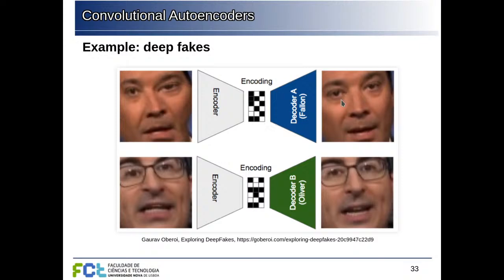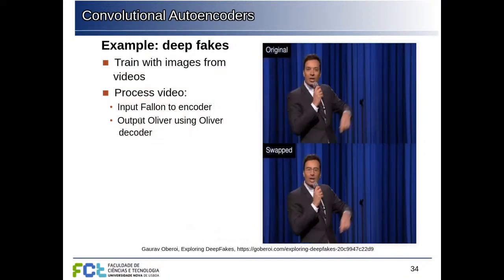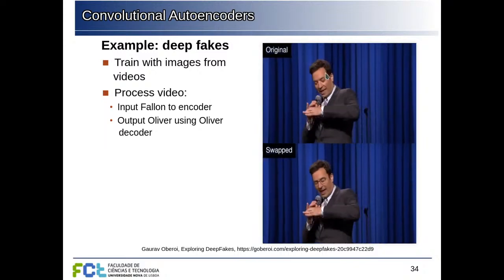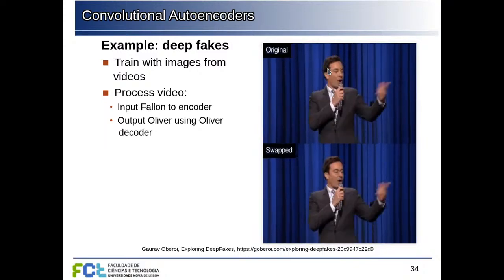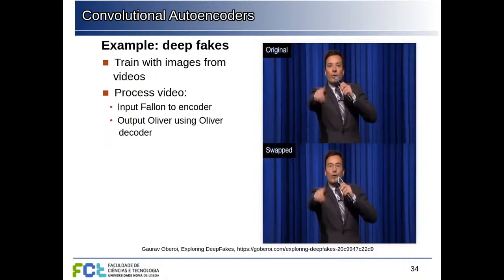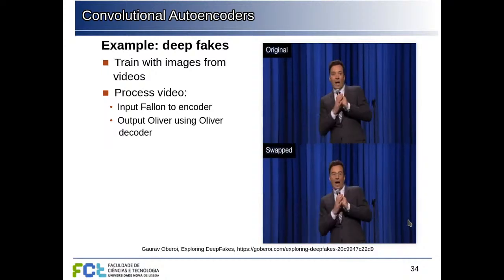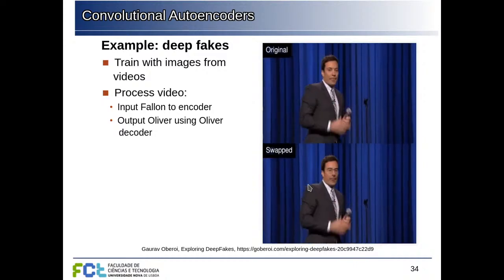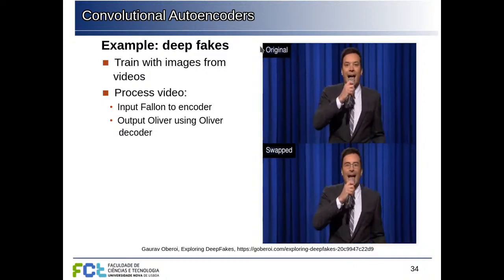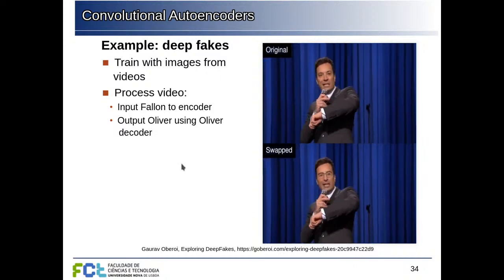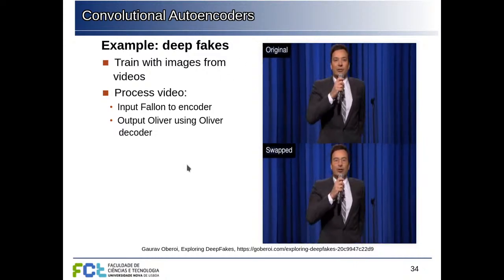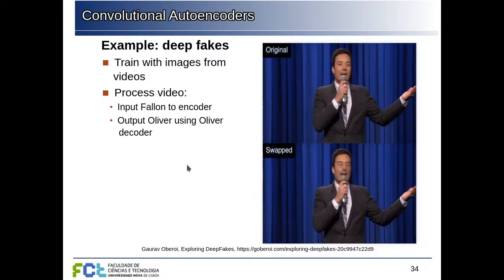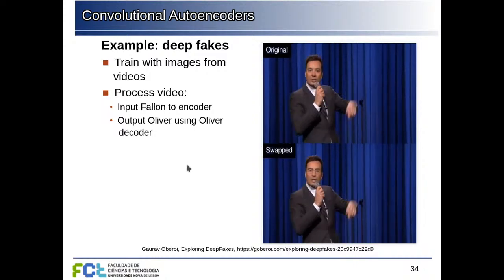And now after we train this, what we can do is to switch the decoders. So if we feed an image of Jimmy Fallon into the encoder, but then use the John Oliver decoder to reconstruct from that encoding, we get John Oliver's face, but in the same position, orientation, and expression as we had Jimmy Fallon. So this is how we can then automate the replacement of one face with the other in lots of frames, in videos, and so forth.